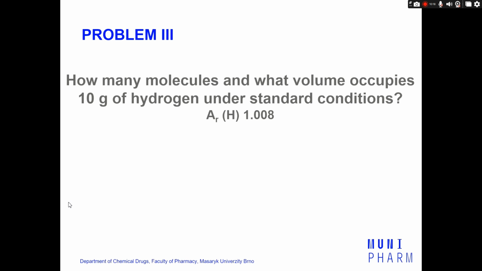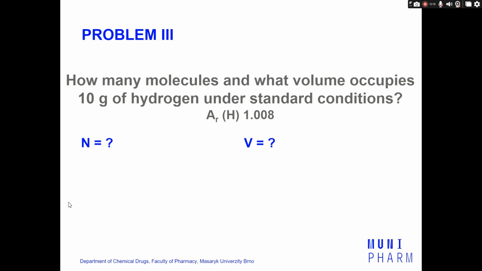Here we have another task. We have 10 grams of hydrogen. How many molecules does it contain, and what volume does it occupy under standard conditions? We know that the relative atomic mass of hydrogen is 1.008. In this case, we have two questions. The first is for the number of molecules. The second is for volume. Let's look at how to calculate them.